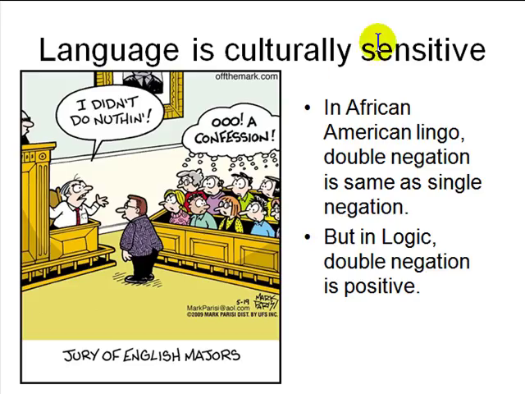Language is culturally sensitive. What means one thing in one culture means the opposite in another language. So in this case, there's a cartoon jury of English majors. The jury is out here, and they're listening. And the guy in the dock is saying, "I didn't do nothing." And what's the problem with this? Didn't is a negation, and nothing is a negation. If you negate two, it means yes, he did something. So logically, he's confessing to the crime. But in African American lingo, double negation is the same as single negation. But in logic, double negation means a positive event.